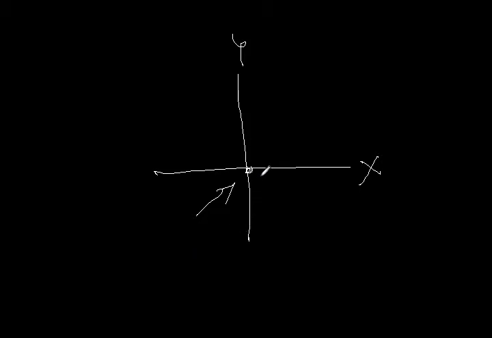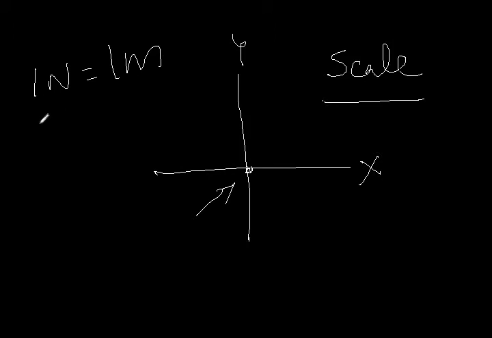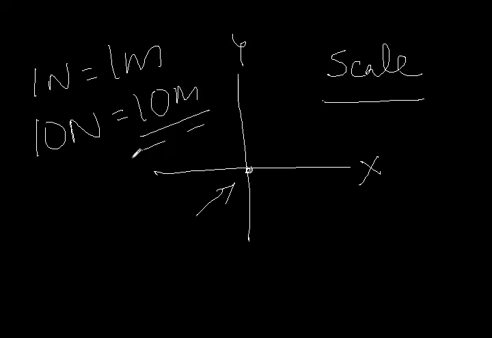Now after having this origin, what you need to do is to choose a scale. What do we mean by a scale? Say I consider 1 Newton as 1 meter. So when I represent 10 Newton, I have to draw a line of 10 meter. Now see, this choice is not proper.